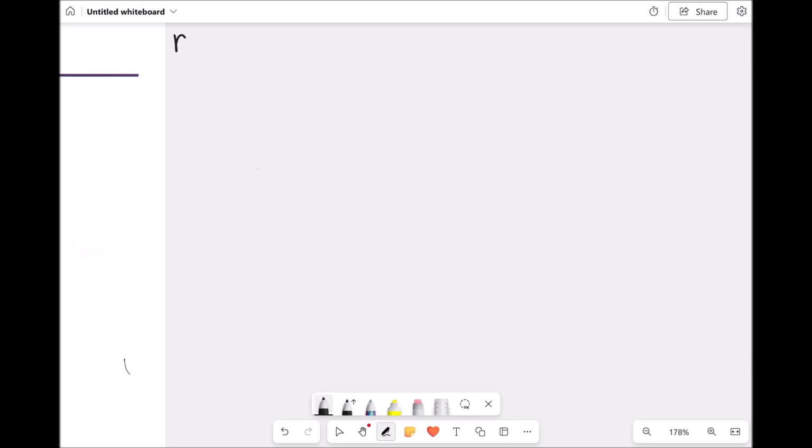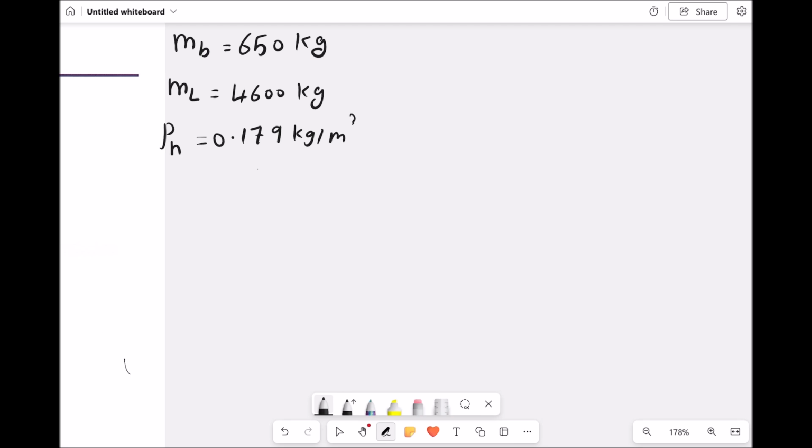Now guys, you have the mass of the balloon. Let's just write m_B. It's equal to 650 kilogram. You have the mass of the load, let's write m_L. It's equal to 4,600 kilogram. This is the amount of load that the balloon can carry. The balloon is inflated with helium, so we are going to need the density of helium, which is equal to 0.179 kilogram per meter cubed.